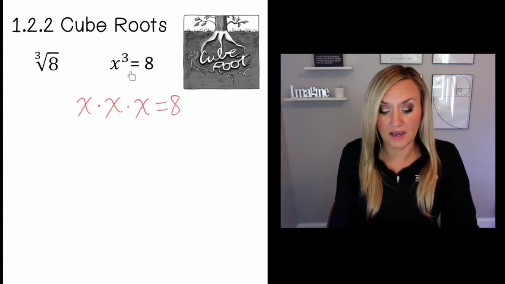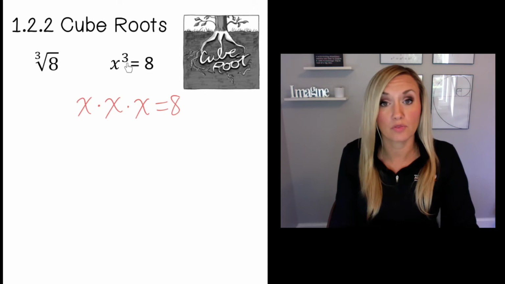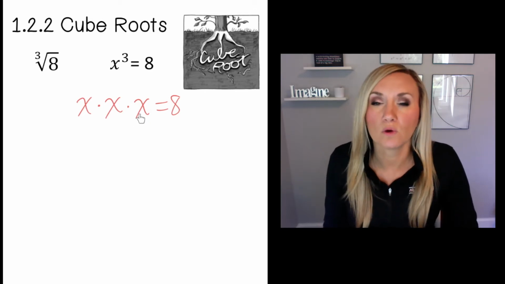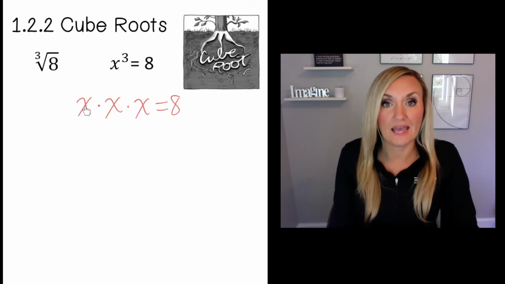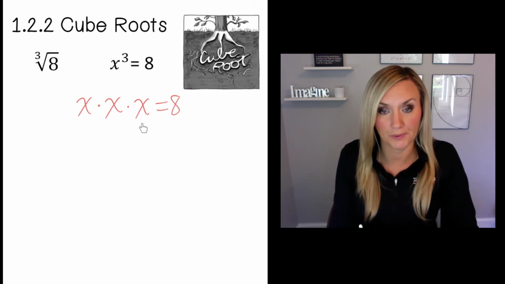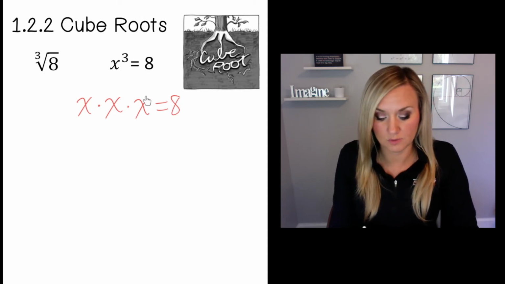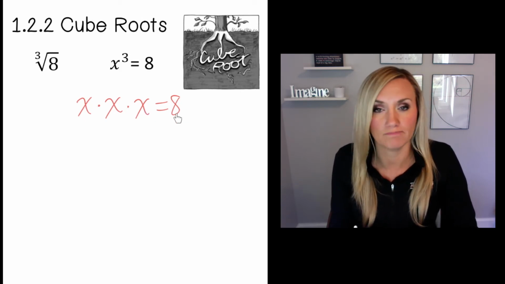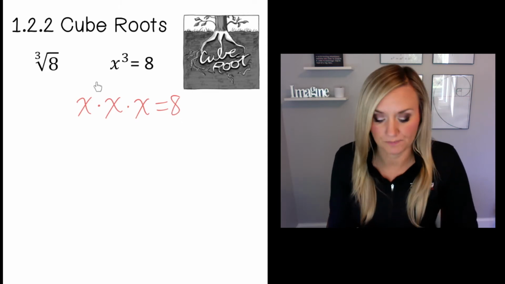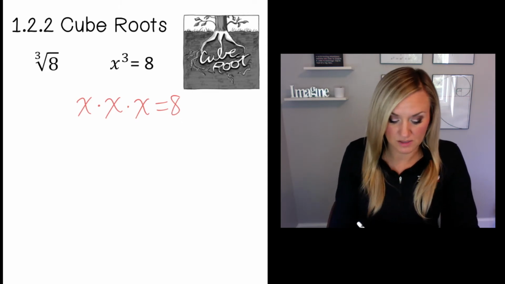X to the third power equals 8. So we have x times x times x. There are 3 of them, and they're all multiplying each other, which means whatever we put in for x, it has to be the same number. So let's start with 1. 1 times 1 times 1 is 1. Doesn't work. So let's try 2. 2 times 2 times 2.